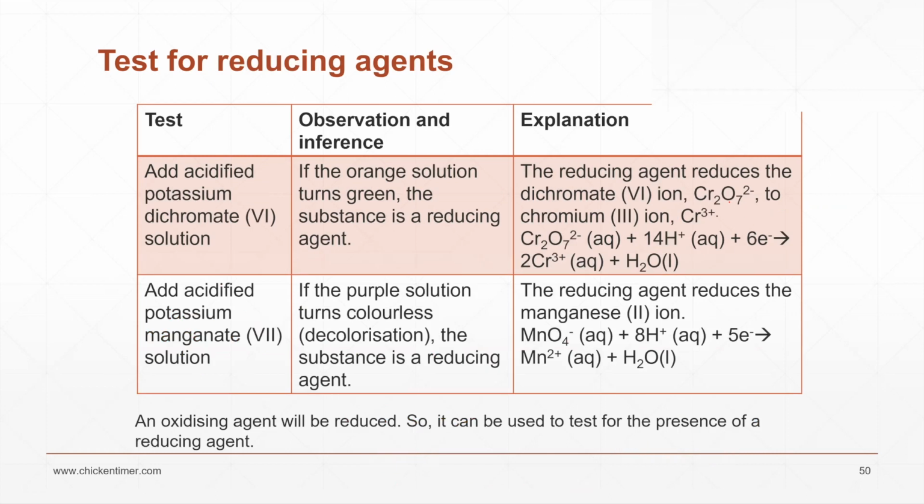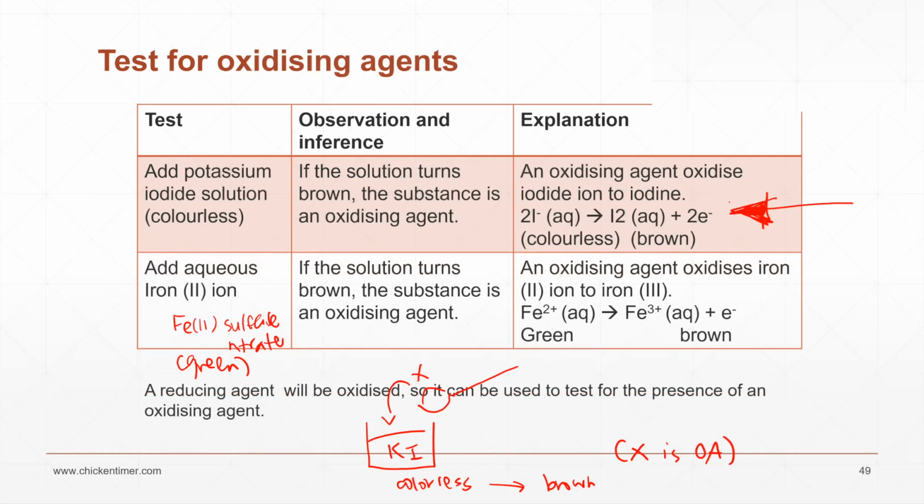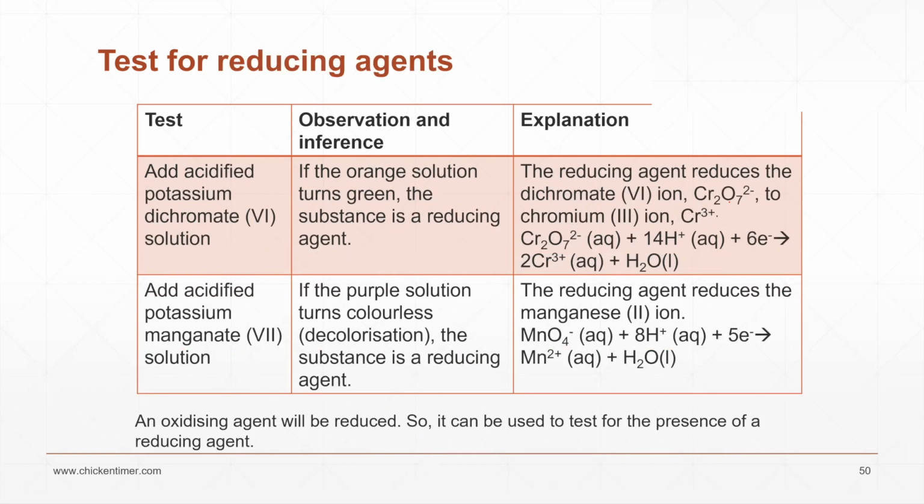If you want to test for a reducing agent, you use these two: potassium dichromate or potassium manganate. Dichromate is orange. If you throw in a reducing agent, dichromate will turn green. If you use potassium manganate, it will turn from purple to colorless. Very drastic color change. So the takeaway here is, if you want to test for an oxidizing agent, you use a reducing agent. If you want to test for a reducing agent, you use an oxidizing agent. Just use the opposites.